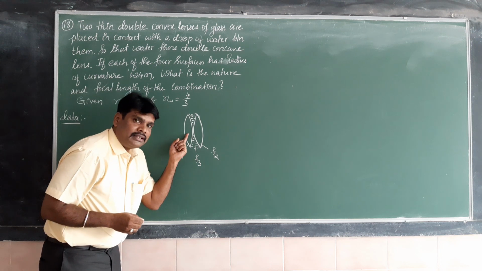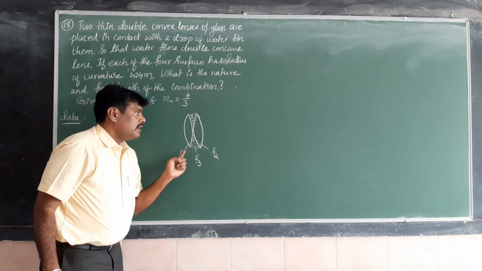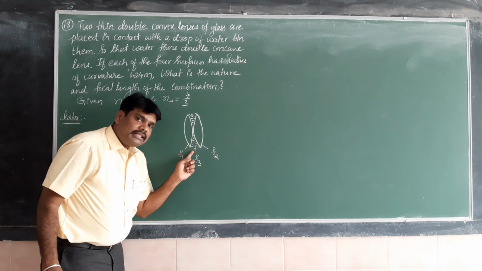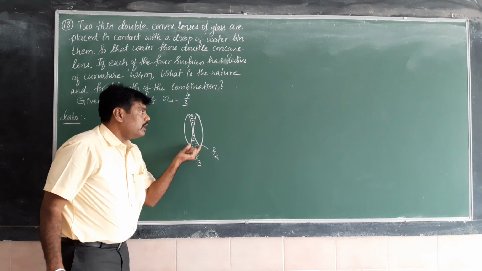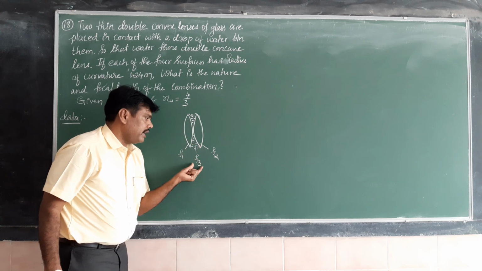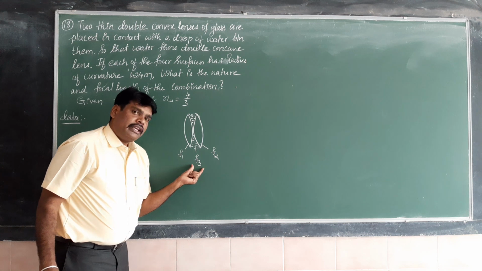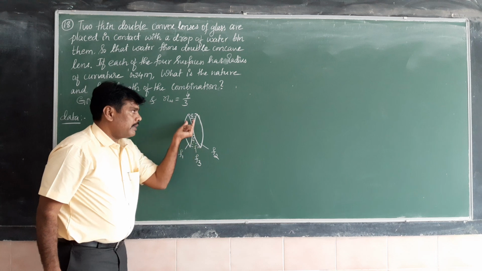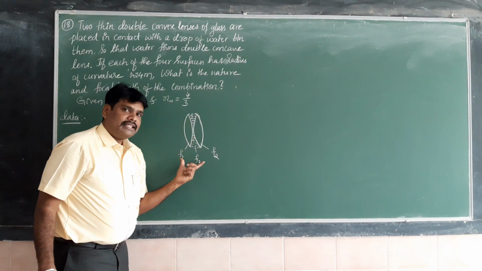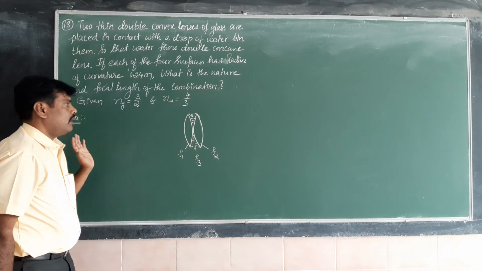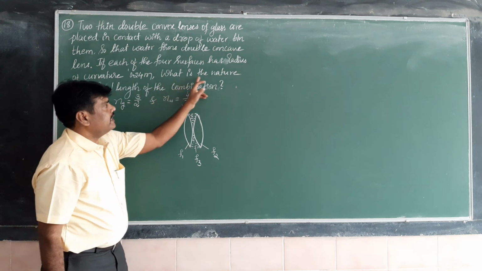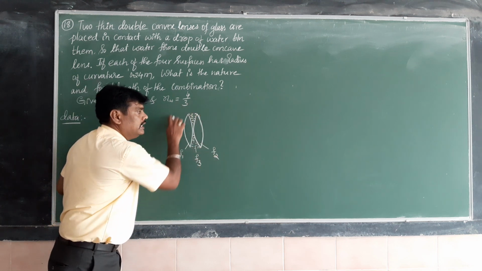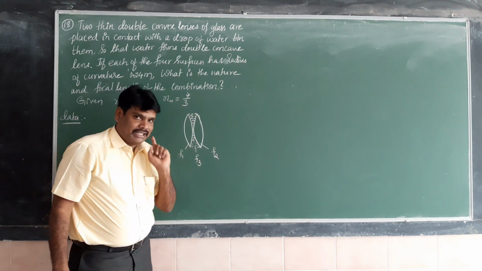This is the first convex lens of focal length f1, this is the second convex lens of focal length f2, and this is a lens formed due to the presence of water between the two lenses. It has focal length f3, let us assume that. This lens is made of water, and the first and second lenses are made of glass. Now, in this problem, what is the nature and focal length of the combination? Collectively, these three lenses behave like a single lens.